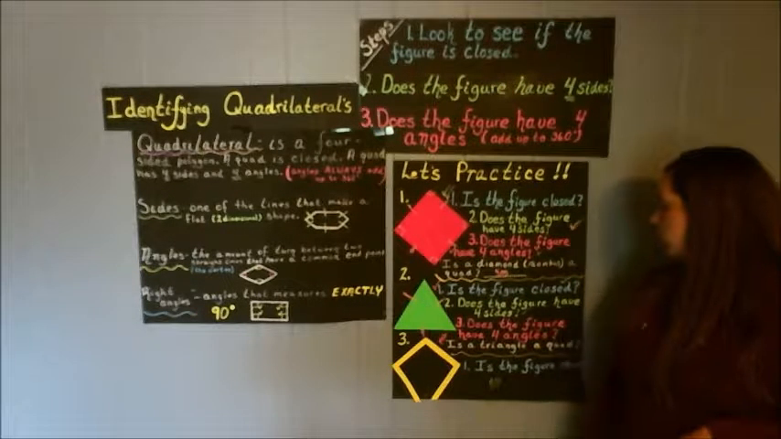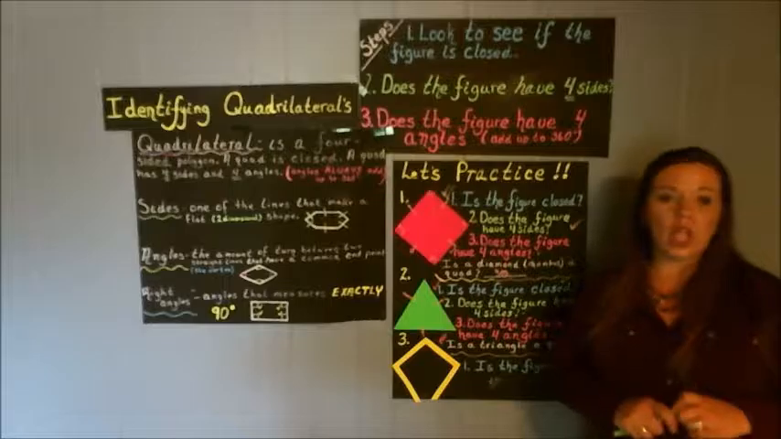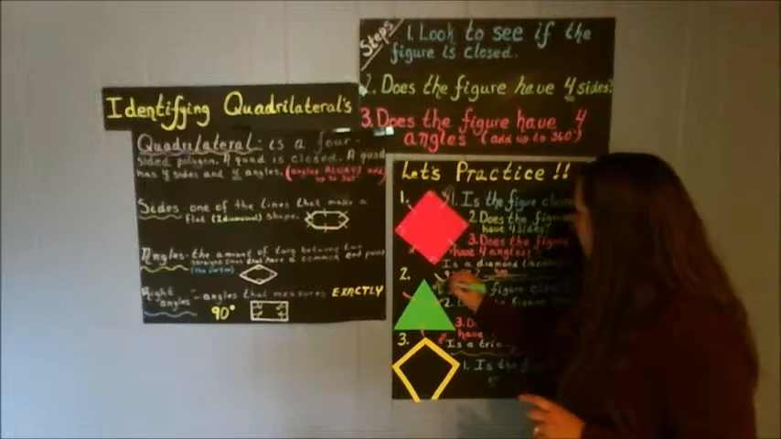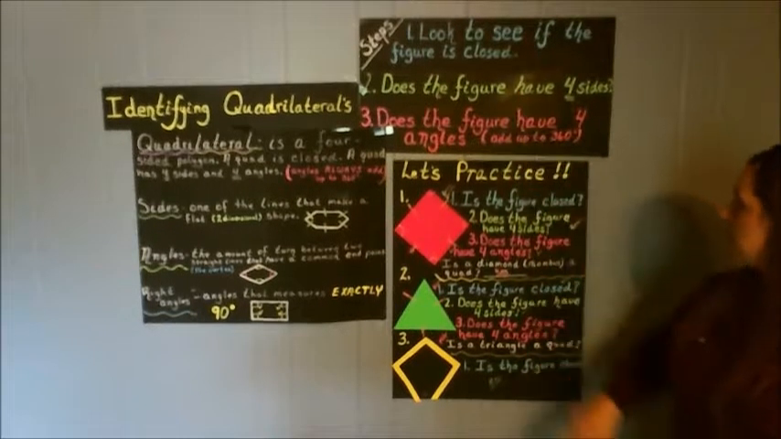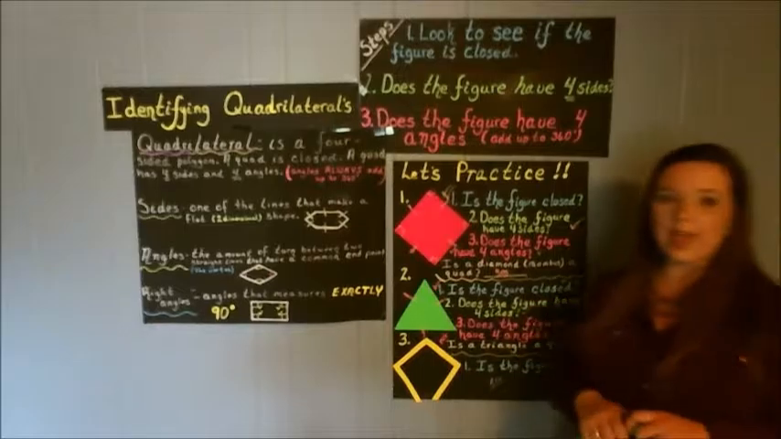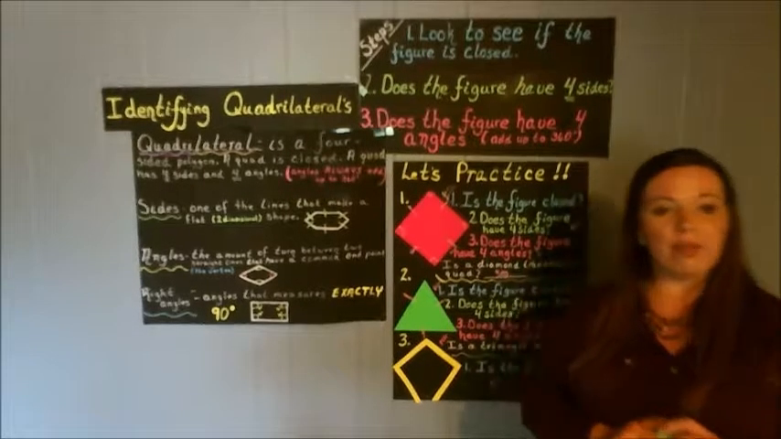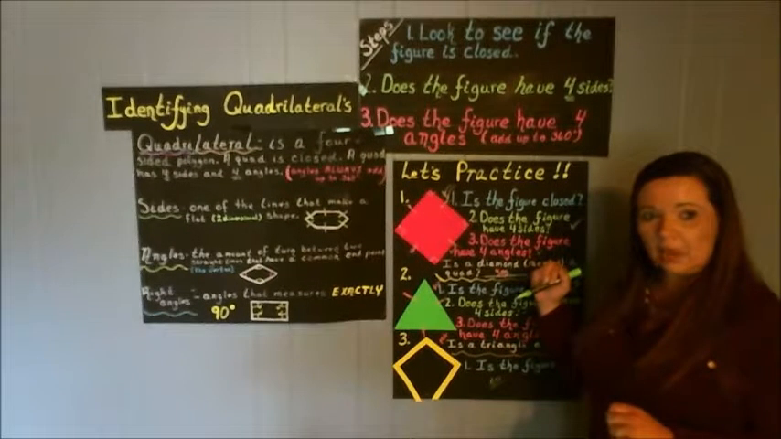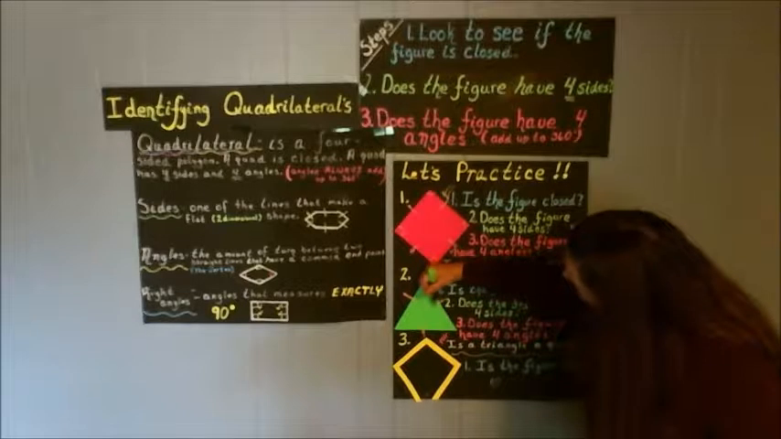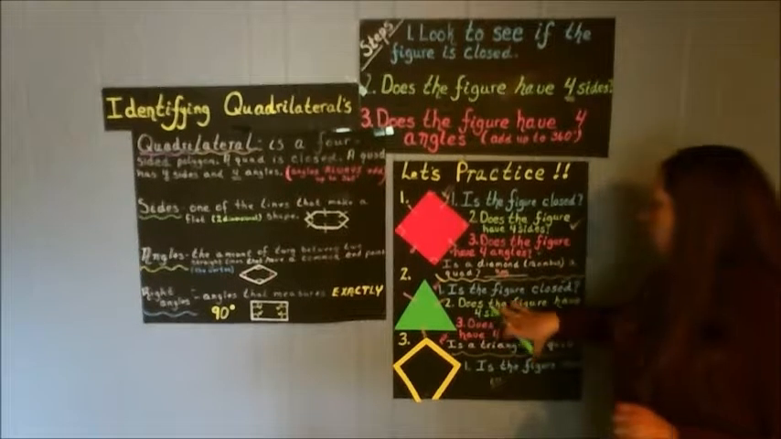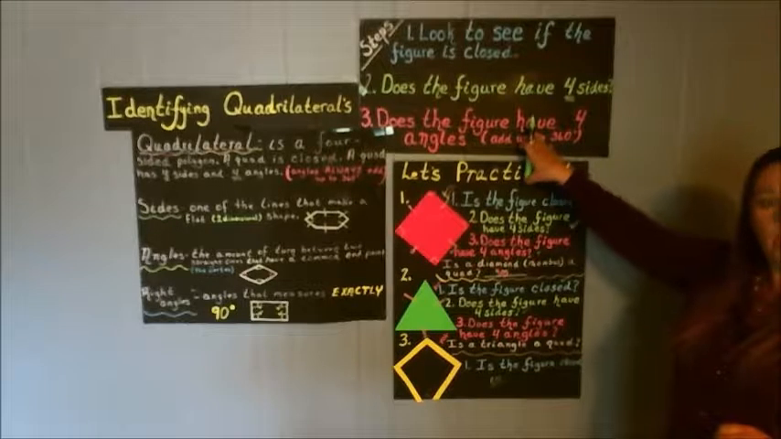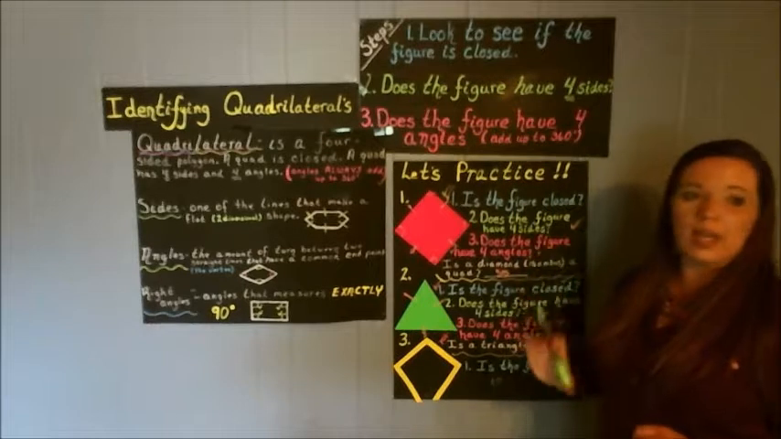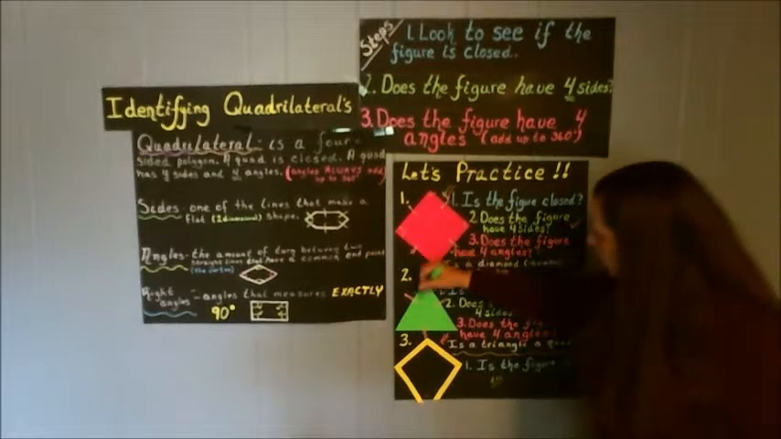We have a triangle. Is the figure closed, Liam? Yes, the figure is closed. Check. So we go to step number 2. Does the figure have 4 sides, Adriana? No, it doesn't. It has how many? 3. Good. 1, 2, 3. So would we go to step number 3? No, we would stop at step number 2, and it is not a quadrilateral, okay, because it has 3 sides.